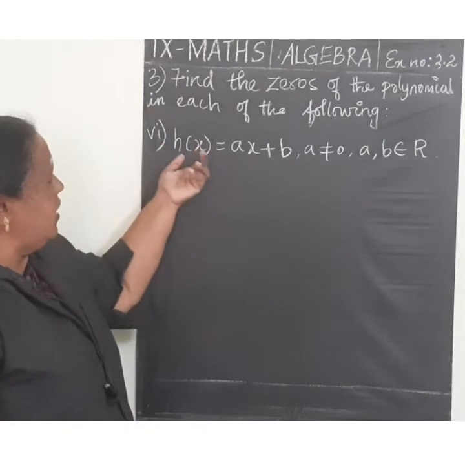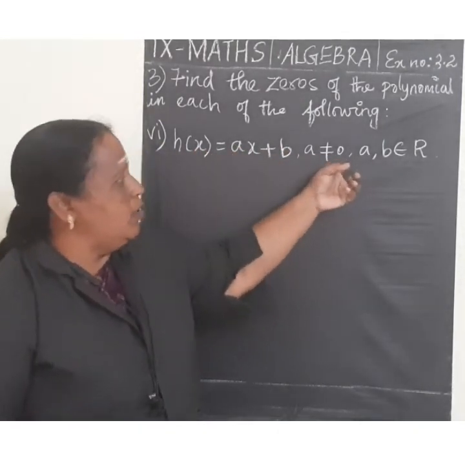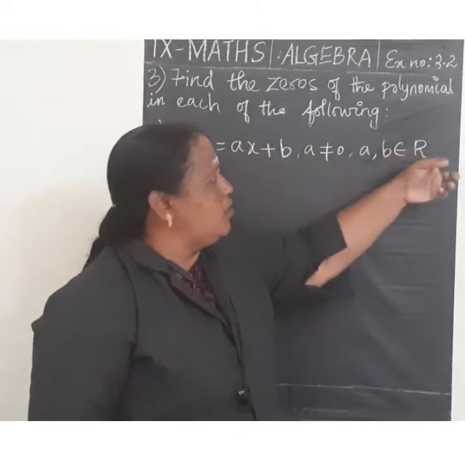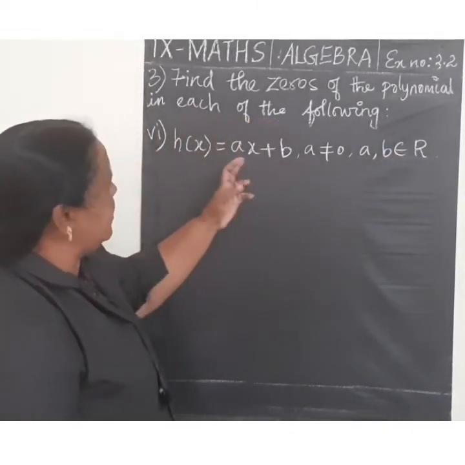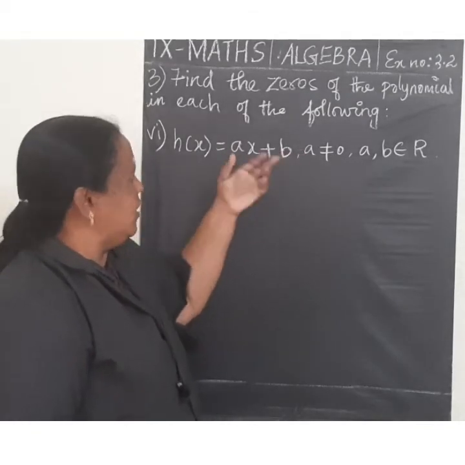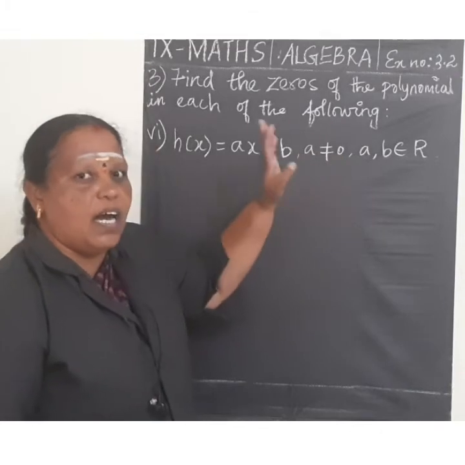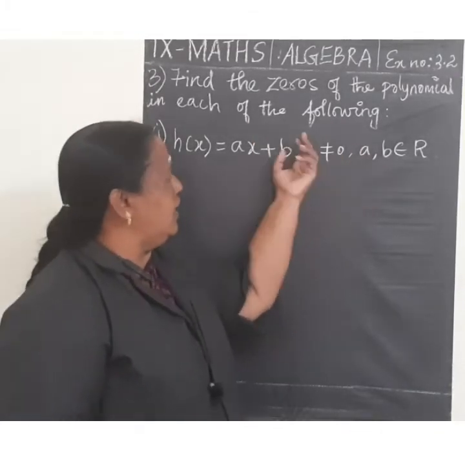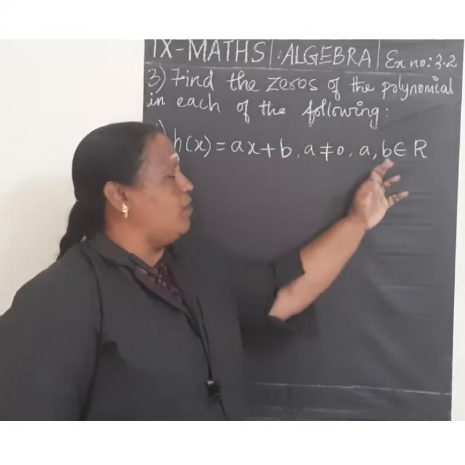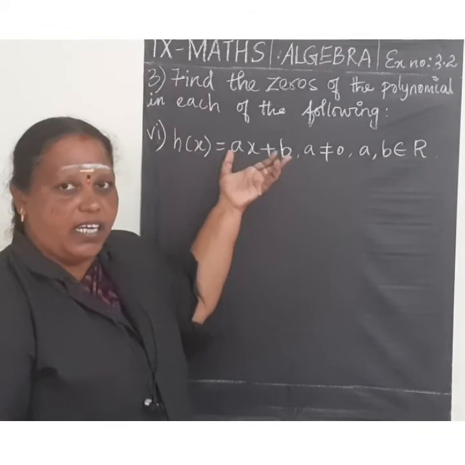Sixth subdivision, h of x is equal to ax plus b. A is not equal to 0. A comma b belongs to real numbers. Here, like the same, ax plus b they have given. This a and b are the constant terms. So here a is not equal to 0, which means apart from 0 we can take any values. Then this b also, they have given a comma b belongs to the real numbers. We can take any real numbers.